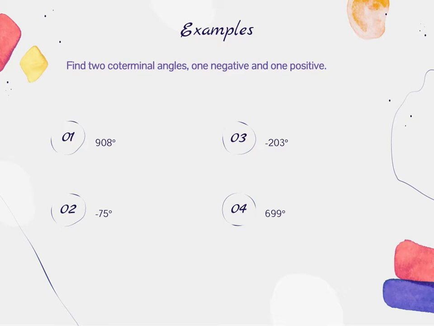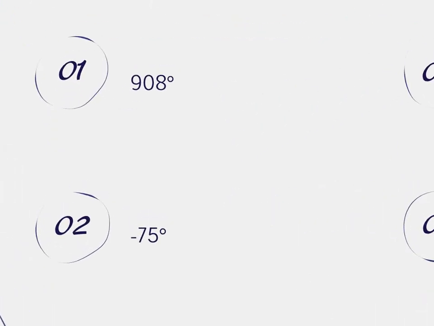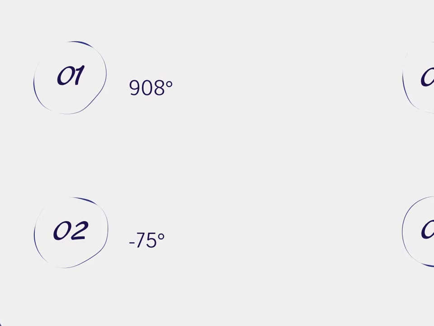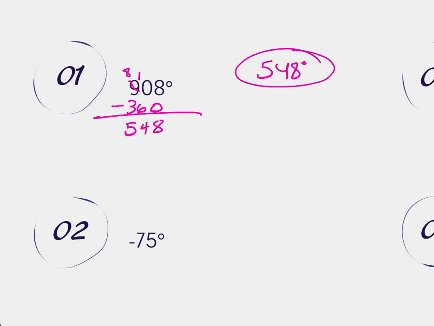All right. So this one says find two coterminal angles, one negative and one positive. So I'm going to start with number one. What do I do to find a positive one? I could add. I could also subtract. So there are more than one answers to these, right? I could just subtract 360. And I get 548. Is that a coterminal angle to 908? Yes. Is it positive? Yes. So this could be one of my answers.